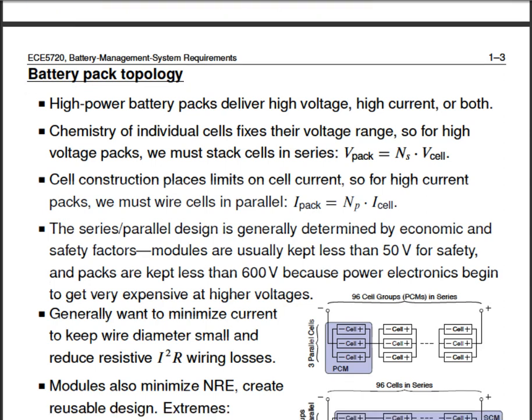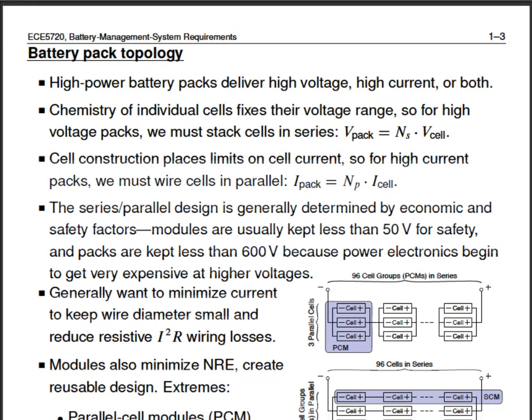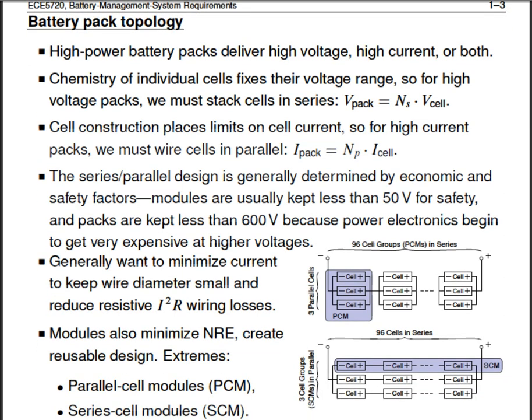What is the battery pack topology? So these are some of the questions. We are going to see mainly the initial 7 to 8 pages. You are finding here that some batteries are connected in series. Okay, initially they are connected in parallel.